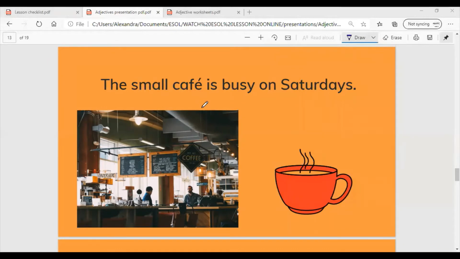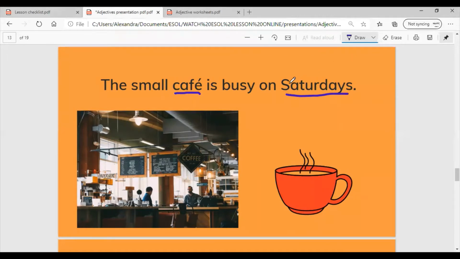The small cafe is busy on Saturdays. So we're looking for a person, a place, or a thing for our noun. The small cafe, the cafe is a place, isn't it? So that would be one of our nouns. Is busy on a Saturday. Saturday or Saturdays is a thing. So that would also be our noun.